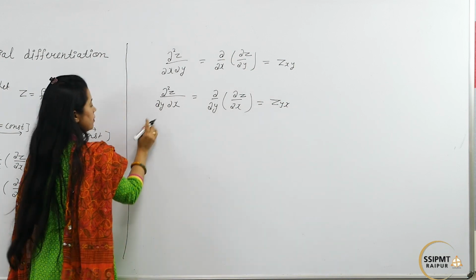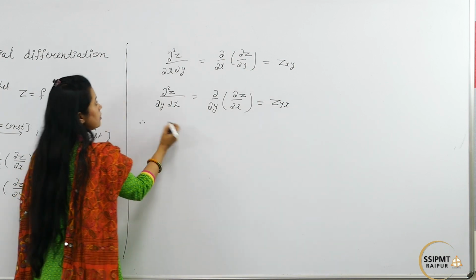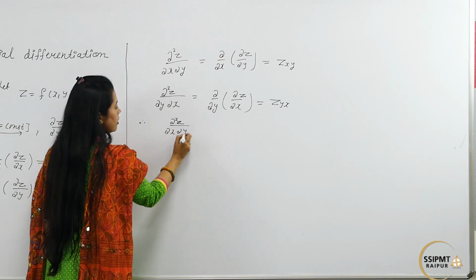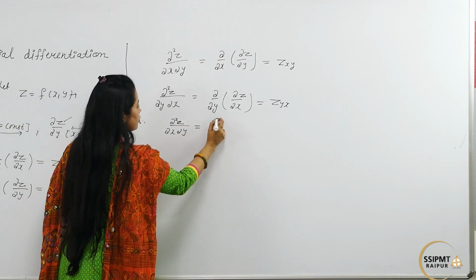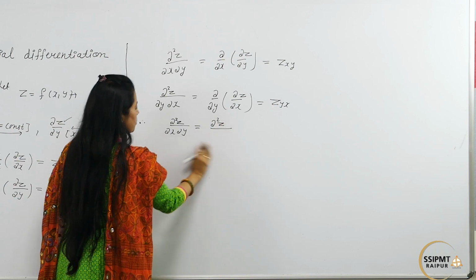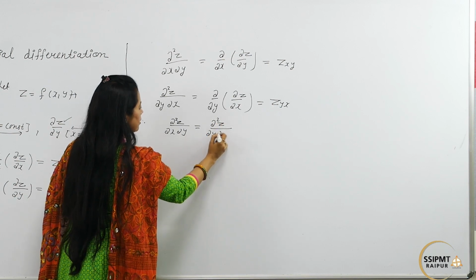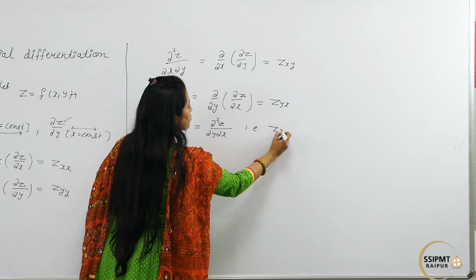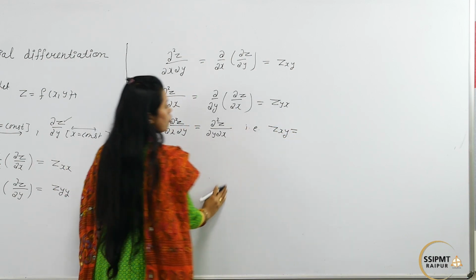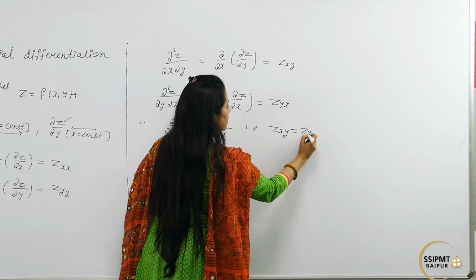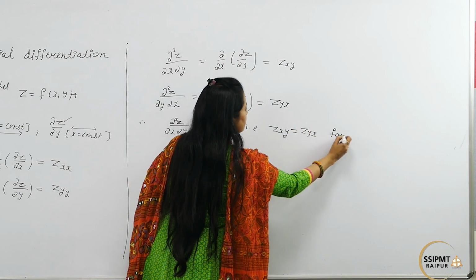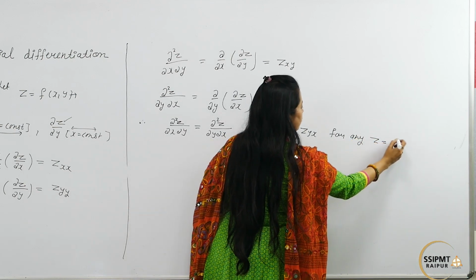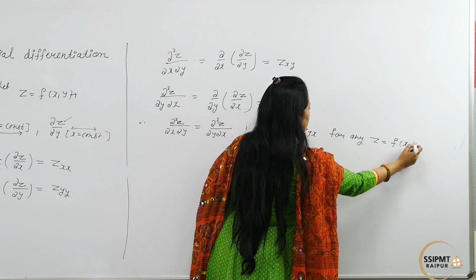And do remember, for any function, del square z upon del x del y is always equal to del square z upon del y del x. That means zxy is always equal to zyx for any z, which is a function of x and y.